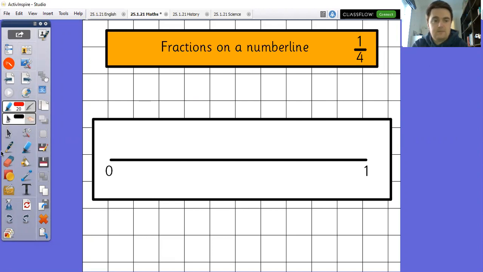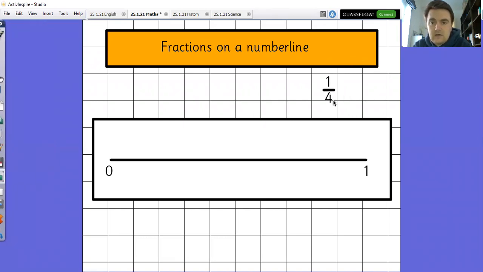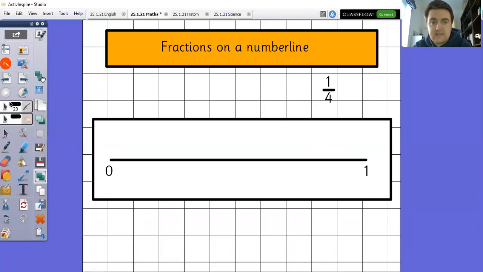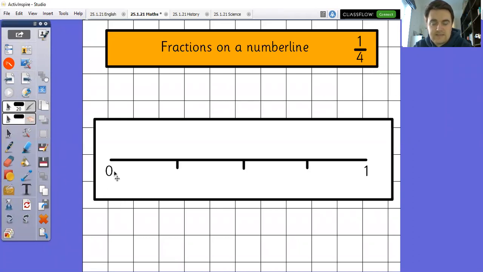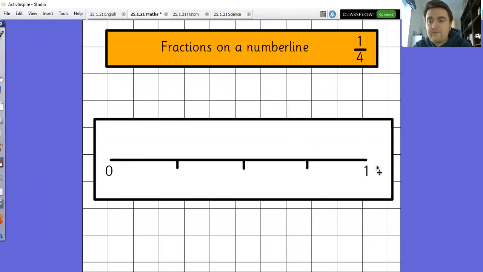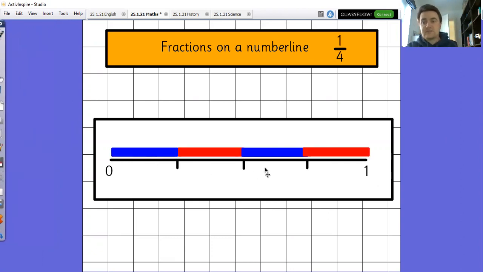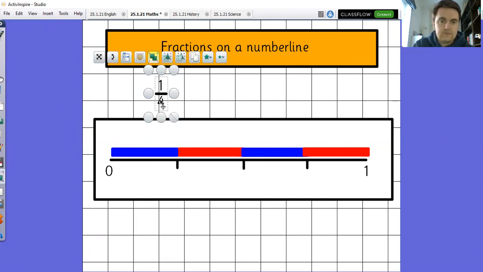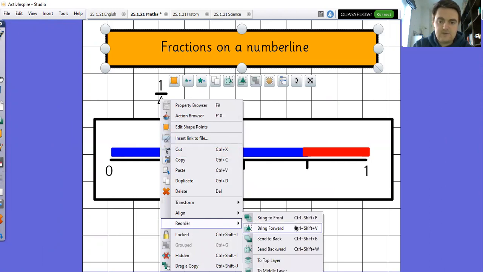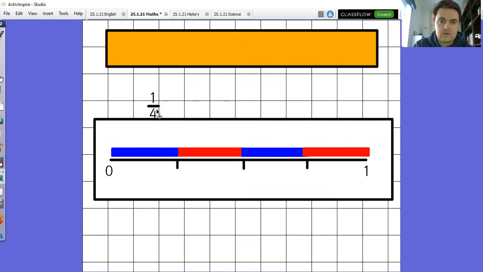So here's my number line between 0 and 1, and I'm going to be focusing on quarters again. Now, again, I can look at my denominator and I can see that I need to split this number line into 4 equal parts if I'm splitting it into quarters. So here I've split it into 1, 2, 3, 4 equal parts. And if I show this, I can see that my number line has been split into 4 equal parts. Now, from 0 to here, that is going to be 1/4.